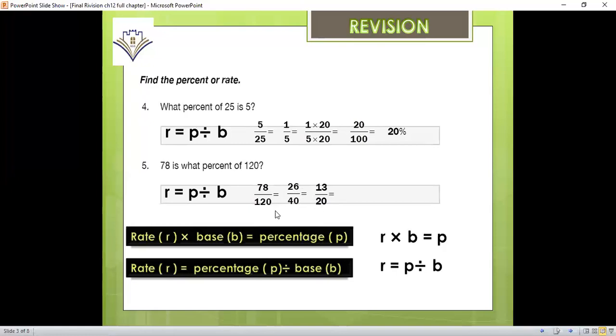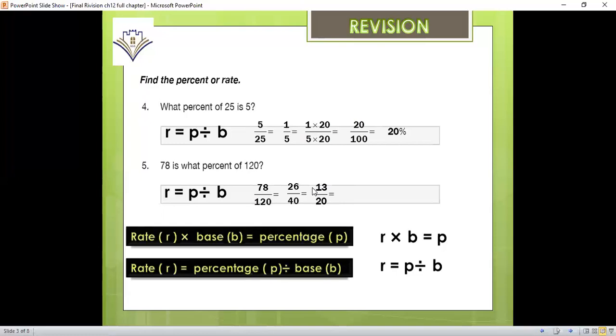Then we can divide by 2 and divide by 3. Then we can say that both of them are divisible by 6, because here it is divisible by 3 and divisible by 2. Then 120 is divisible by 6, up and down. Then 78 divided by 6 equals 13, and 120 divided by 6 equals 20.